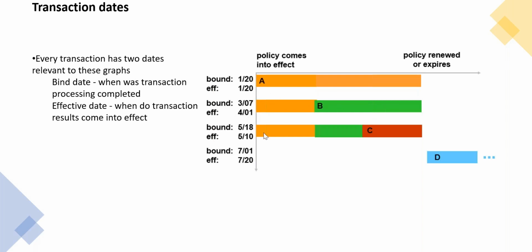Now in April they have made one change, and on 10th May they have made one more change here. And after this, at the end of the term, they created one renewal here. So this is the same thing they're saying. Bind date: effective when the transaction processing was complete. This one I have already explained, what the bind date is.